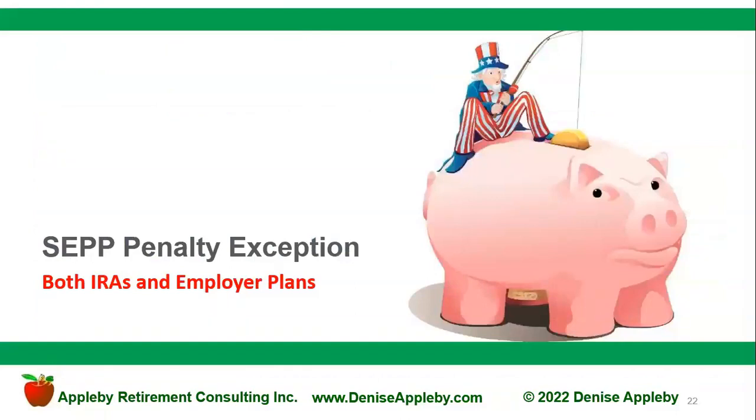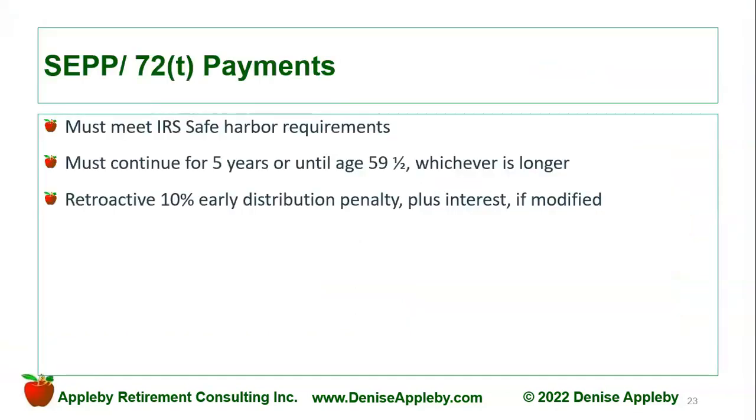Now let's talk about the 72T penalty exception. This penalty exception applies to both IRAs and employer plans, as I stated earlier. Now, someone just can't say, oh, I'm taking a 72T payment. Let me take 100,000 here and 50,000 there. No, the amount must be calculated using IRS safe harbor methods, which includes using one of 3 pre-approved IRS safe harbor formulas.